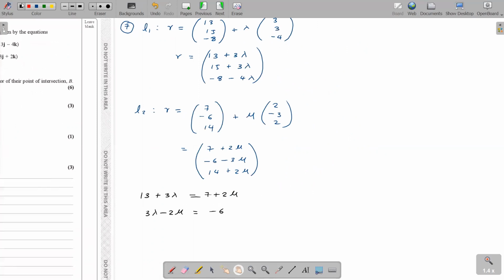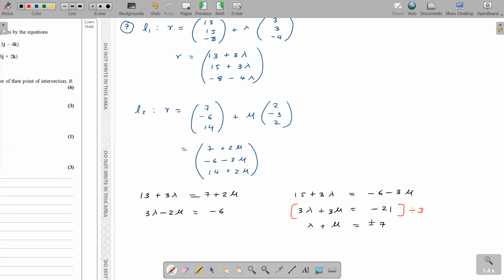The second equation I get by equating the y coefficients. That gives me 15 plus 3 lambda equals minus 6 minus 3 mu. So I get here 3 lambda plus 3 mu equals minus 6 minus 15, which is how much? Minus 6 minus 15 is minus 21. So I think you can see I can divide the whole equation by 3, isn't it? So we'll divide the whole equation by 3. That gives me lambda plus mu equals minus 21 divided by 3, which is minus 7.